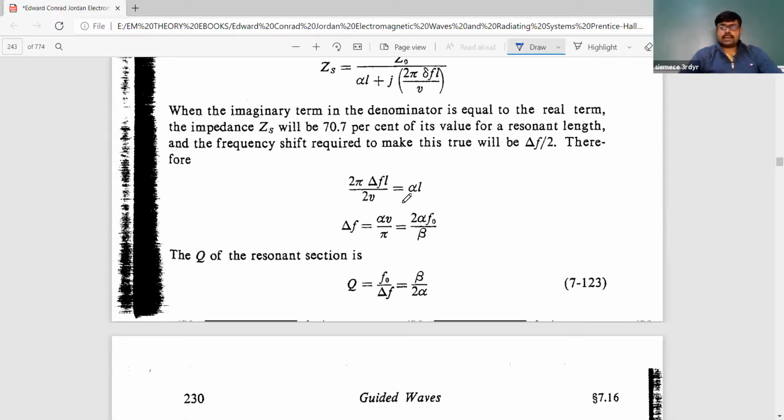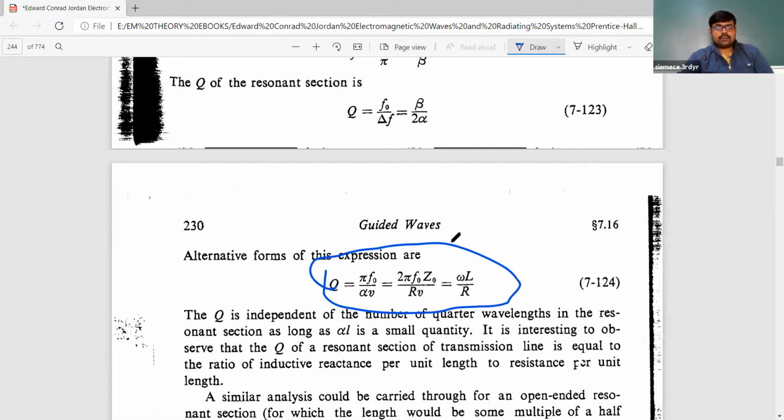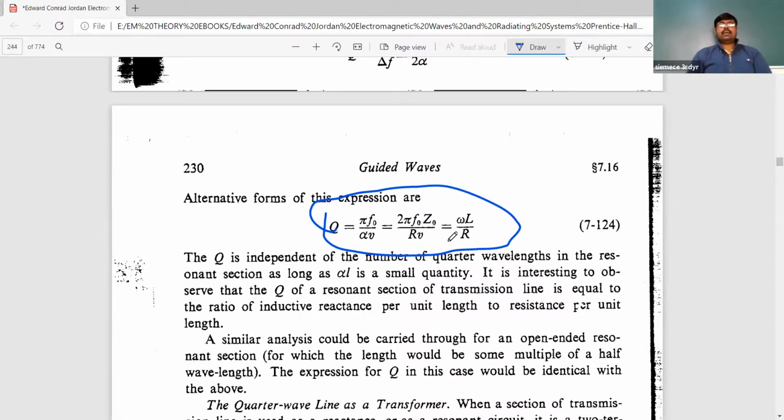Now if you write down the expression for the Q of the resonance circuit, we are getting Q equals F naught by delta F, that is equal to beta by twice alpha. So an alternate form of the expression for Q that we may write is Q equals pi F naught by alpha V, equals 2 pi F naught Z naught by Z naught R V, equals omega L by R. This is equation number 7.12.4.